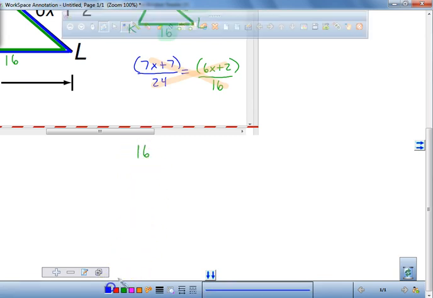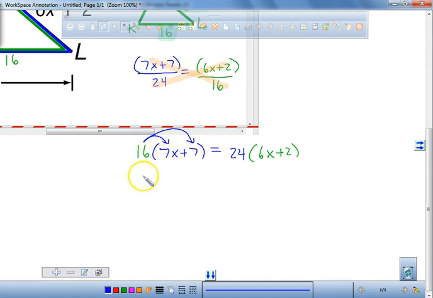So 16 times 7x plus 7 equals 24 times 6x plus 2. Go ahead, work it out to the best of your ability. Okay, what I was hoping that you would do was multiply the 16 times the 7x and the 16 times the 7. So what is 16 times 7x? What did y'all get?